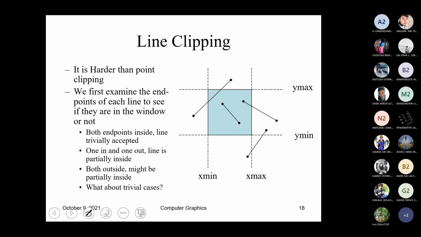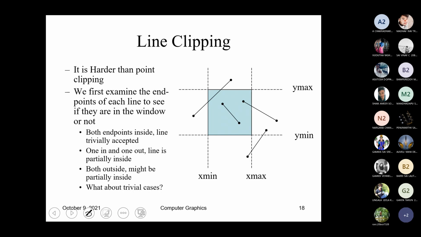I told you that point clipping was very easy. Line clipping is a little harder than point clipping. What we should do is first examine the end points of each line, to see whether they are in the window or not. If both points are inside the window, then we should accept that line trivially.